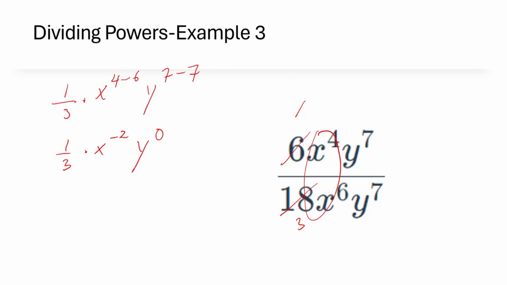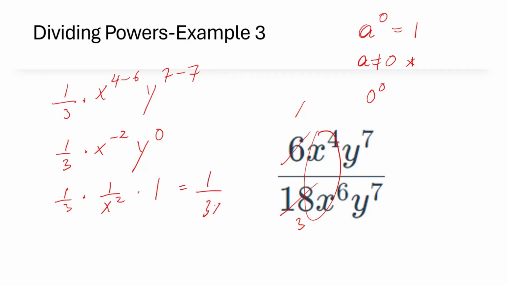Now a very important rule here that we're going to address is this rule as well. a to 0 is going to be equal to 1, as long as a is not equal to 0. This is the only time that this is not true. So any number or letter raised to 0 is normally 1, except when 0 is raised to 0. 0 to 0 is not 1. As a result, we're going to get 1 over 3 times 1 over x squared times 1. For the numerator, it is going to be 1, divided by 3x squared. So that is simply going to be my answer for this problem.